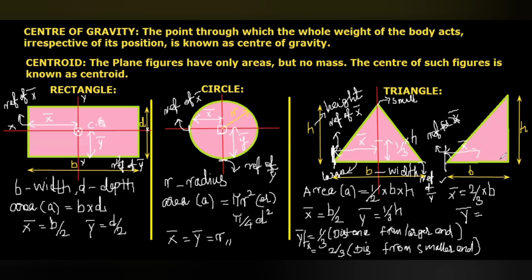Okay. So here, this is the reference for y bar. Here y bar is from the larger end, 1 by 3 the distance. Here the distance is h, so 1 by 3 multiplied with h. So you have to use this for a triangle which is unsymmetrical about any axis. Okay. So now we have discussed rectangle, circle, and triangle.